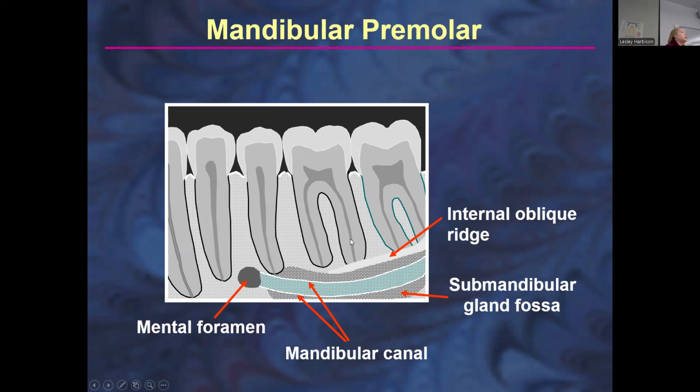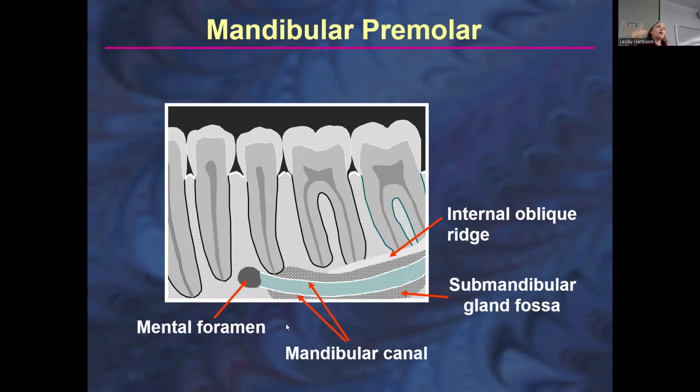The internal oblique ridge, do you guys remember the external oblique ridge? The external oblique ridge comes straight off of the molars. The internal oblique ridge sort of rides down, but then it drops down and goes over the roots. So there'll be more pictures that show it a little bit better.